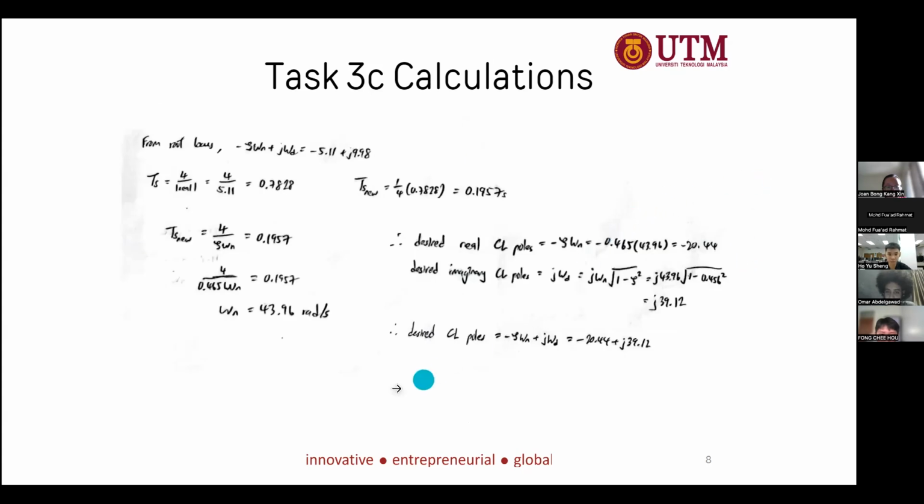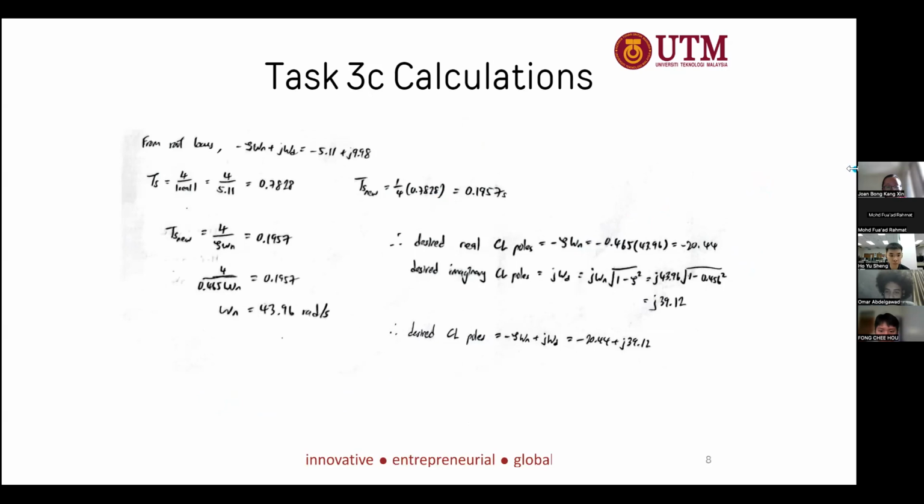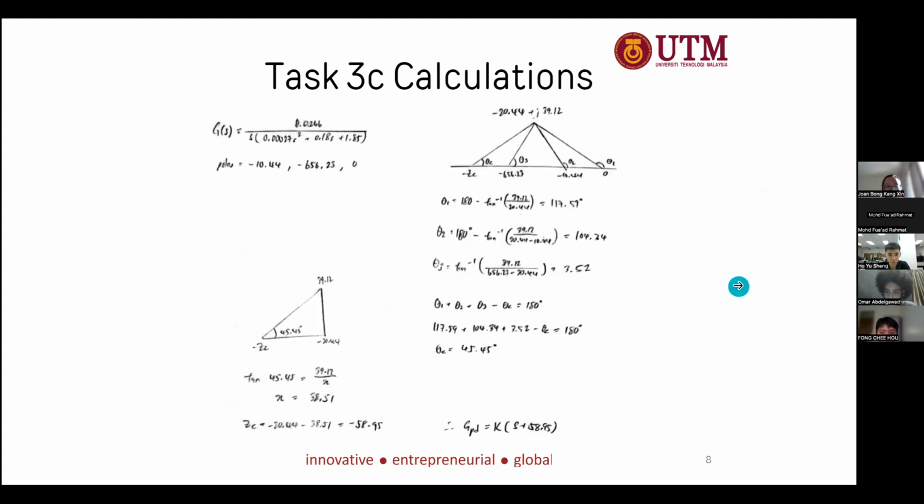Okay, so now we will have the Ts. We'll find the new Ts, so we can get the omega n. After the omega n, we can get the closed loop poles by the equation. And after that, yes, Doctor. Continue faster. Okay. So now we will get the angles of every single part.